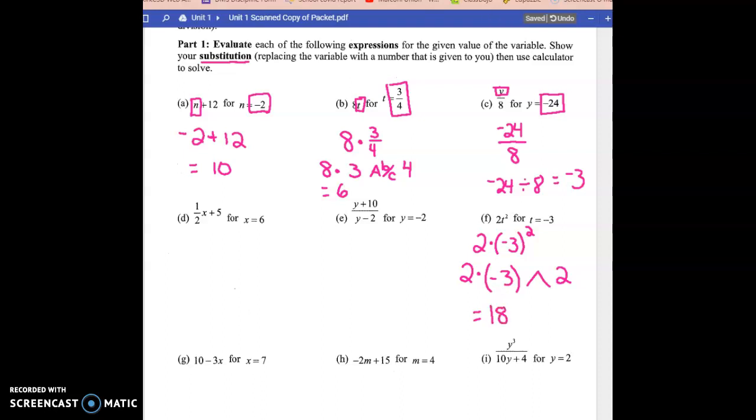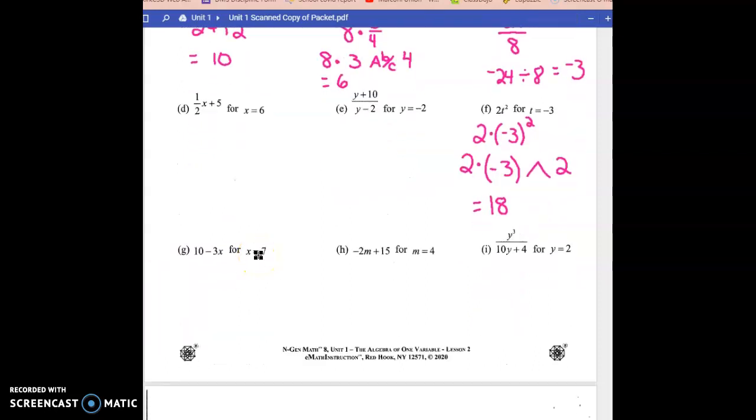Okay. So again, the only new thing that we're really doing here, aside from some of the calculator work, which is obviously a little more complicated than what we might be used to, is substituting, which I believe we did actually do some last year. So we're just replacing that variable with the number that they're telling us. I'm going to jump down and we're going to go to G.